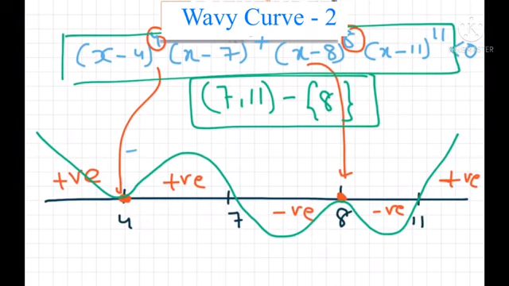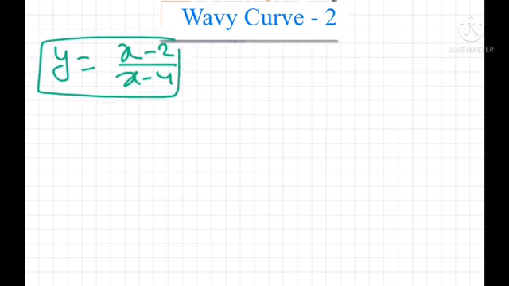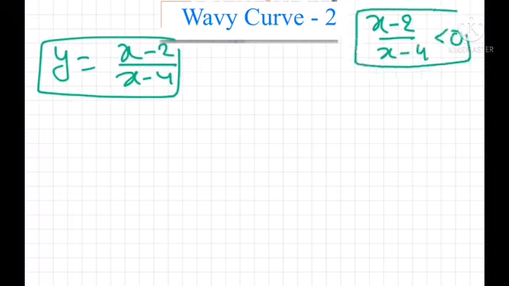So when we have rational terms, now let's suppose we have y is equal to x minus 2 by x minus 4, and the question can be like: find x such that (x minus 2) by (x minus 4) is less than 0. In these types of questions, the first thing is that the denominator can never be equal to 0. So mark it that any answer x must not be equal to 4.